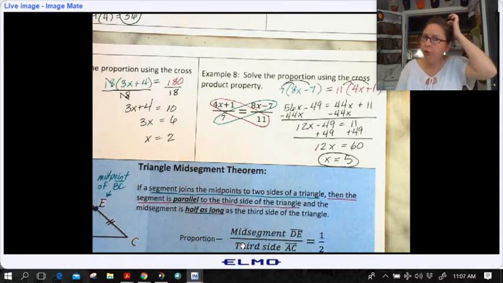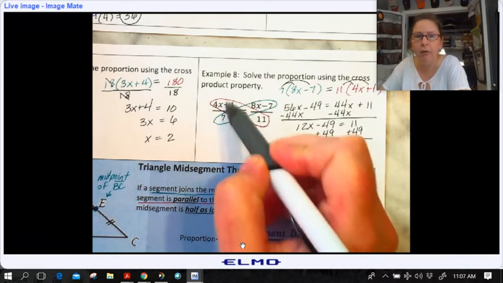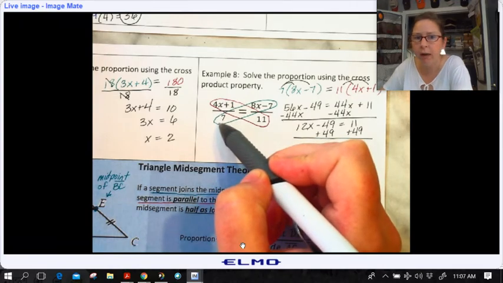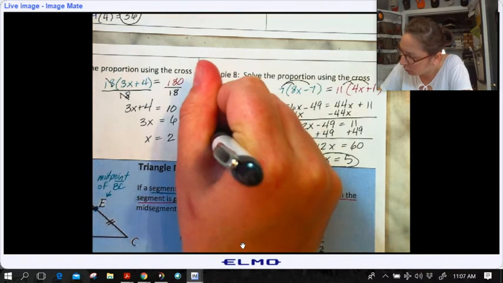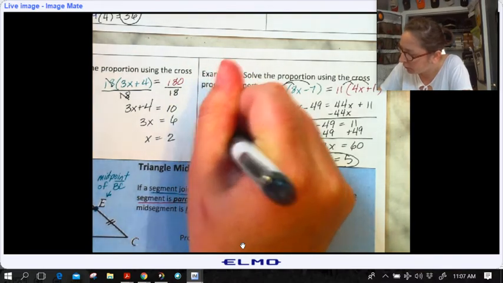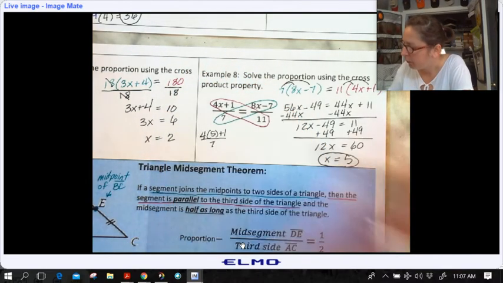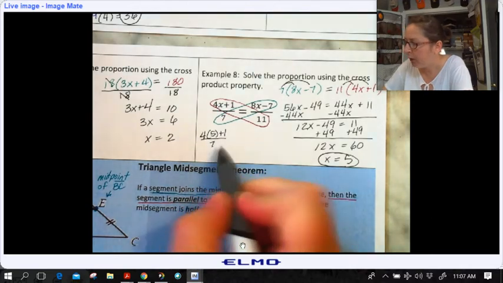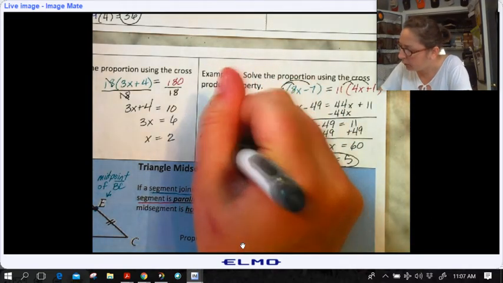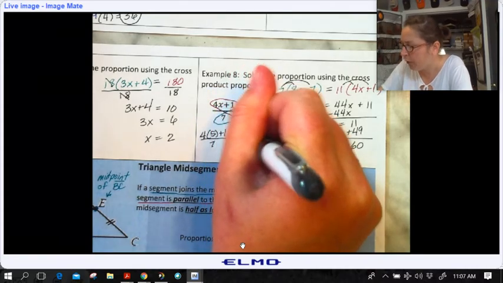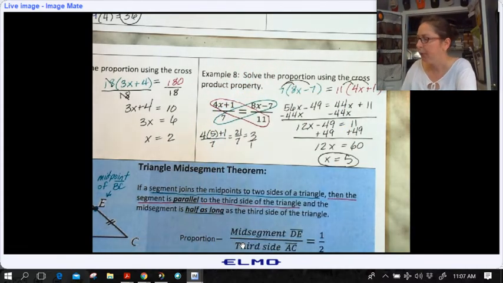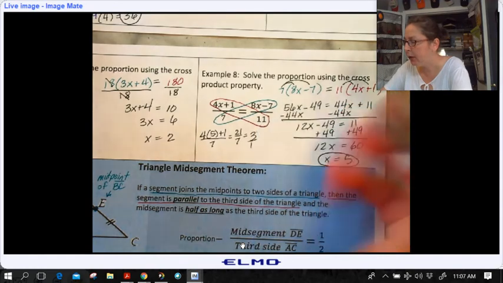All you'd have to do is plug in right here. So 4x plus 1 over 7. Instead of x, you put a 5. And that's going to equal 21 over 7, which is the same as 3 over 1, okay? And then you can do the same thing here.